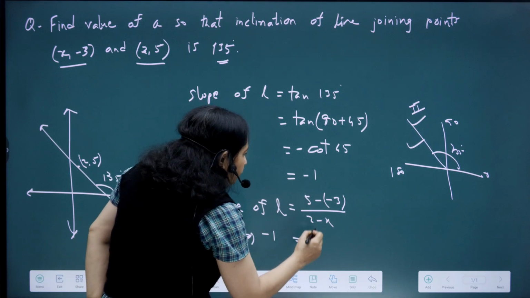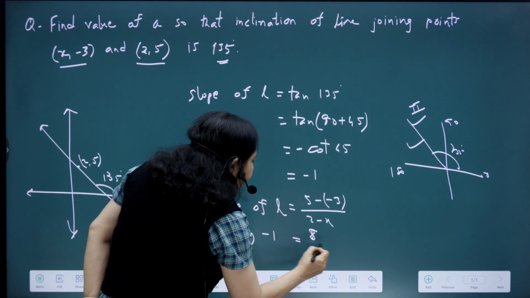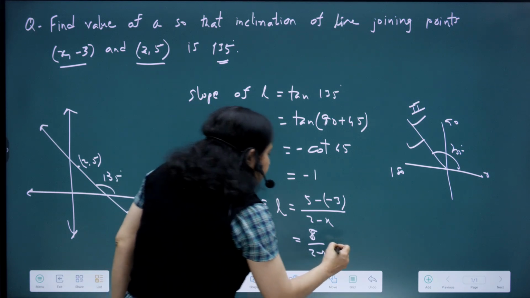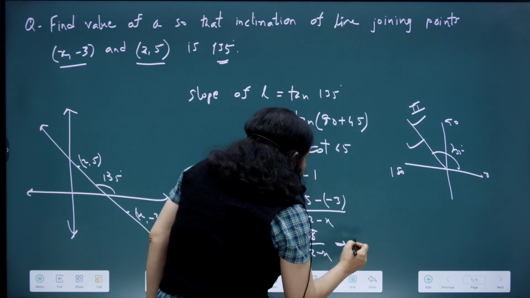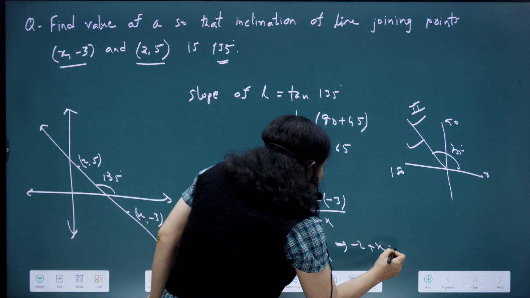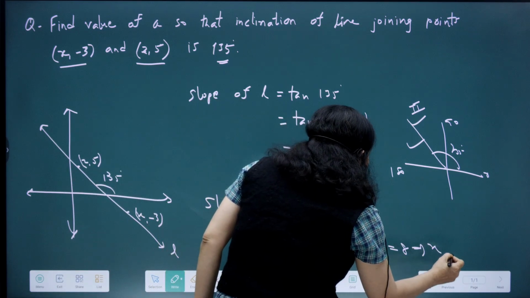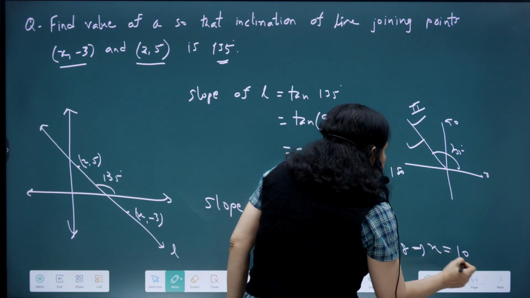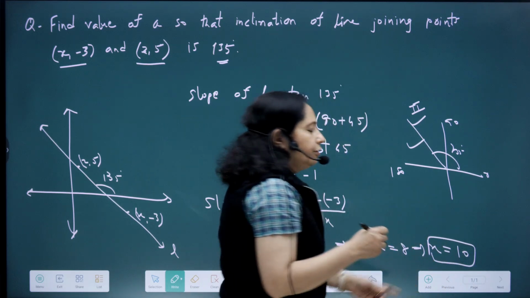So minus 1 equal to (φ plus 3), which is 8, upon 2 minus x. This implies minus (2 minus x) equal to 8, that is minus 2 plus x equal to 8. This implies x equal to 10. So this is the required value of x.